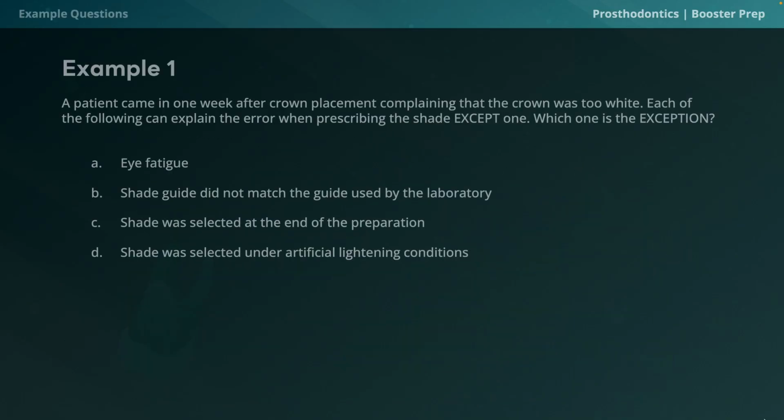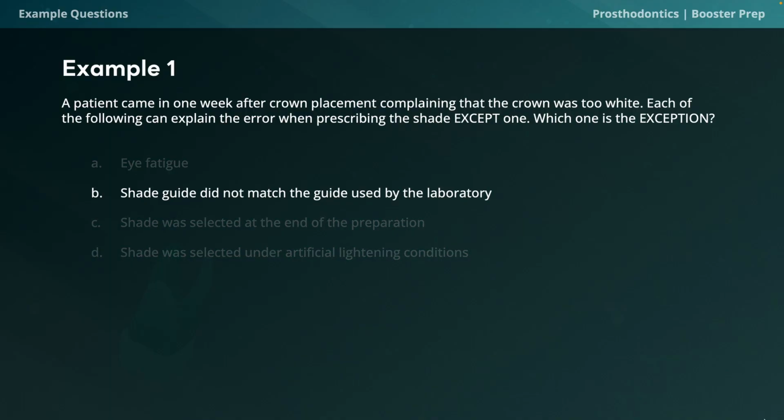First question reads, a patient came in 1 week after crown placement complaining that the crown was too white. Each of the following can explain the error when prescribing the shade except one. Which one is the exception? So pause the video if you need some time to get your answer, which is B. Shade guide did not match the guide used by the laboratory. Best way to tackle this one, guys, is through process of elimination.